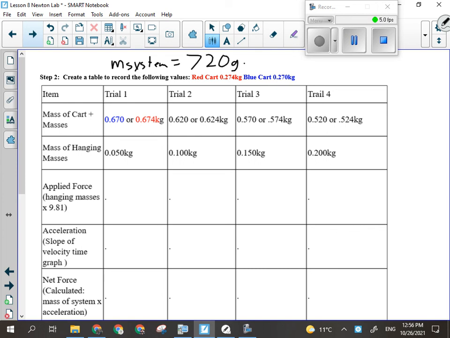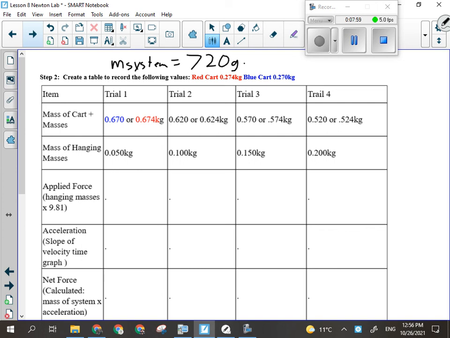Unless you have a red cart, and then it's going to be 724 grams. Because for some reason, the red carts are 4 grams heavier than the blue carts. Don't ask me why. Mr. Dickey and I measured them multiple times in case we were crazy. And we weren't crazy. Well, we're crazy, but not about this. Just know that our total mass of the system is going to be 720 grams.